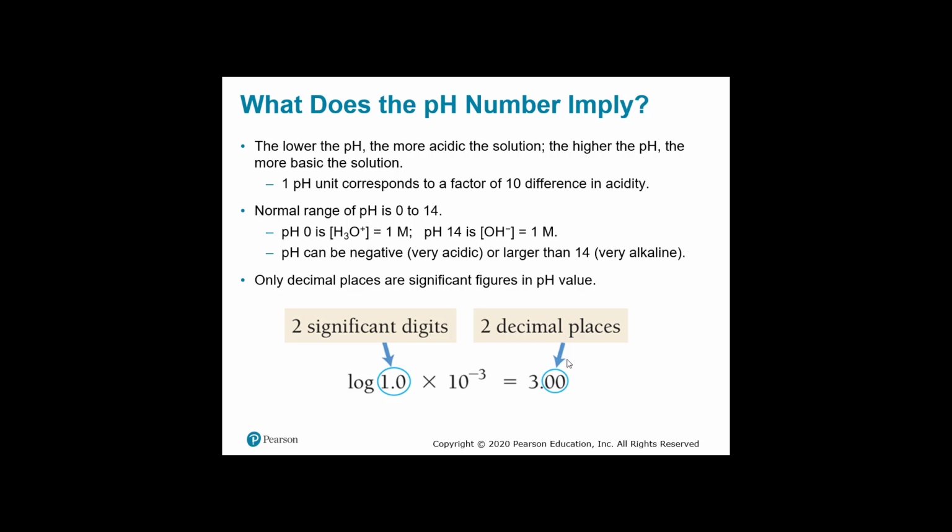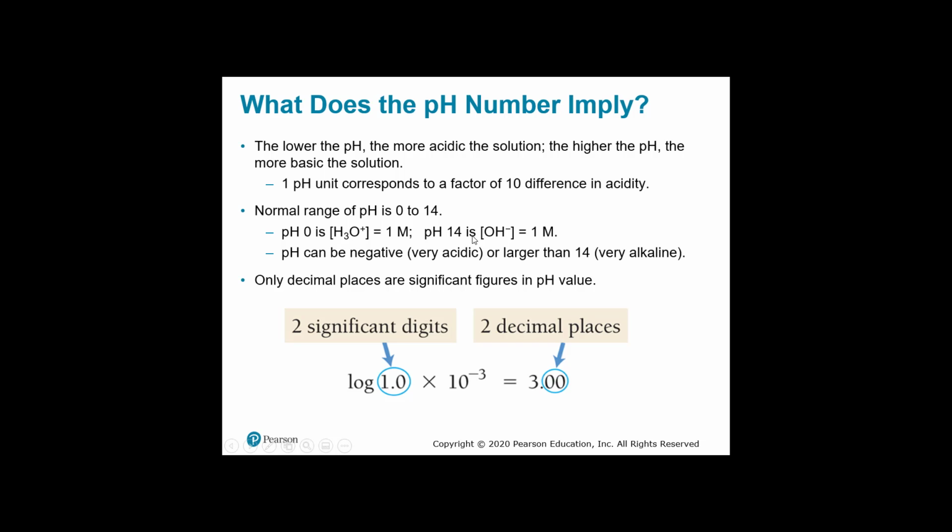So, sig figs. The lower the pH, the more acidic the solution. The higher the pH, the more basic the solution, which means less hydronium concentration. One pH unit corresponds to a factor of 10 in difference. So it's very different from a pH 3 to a pH 4. It's a huge difference. pH 0 is a hydronium concentration of 1 molar.